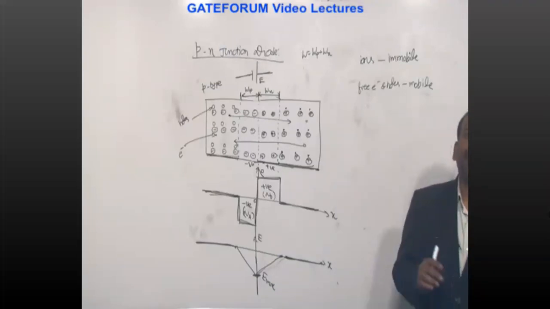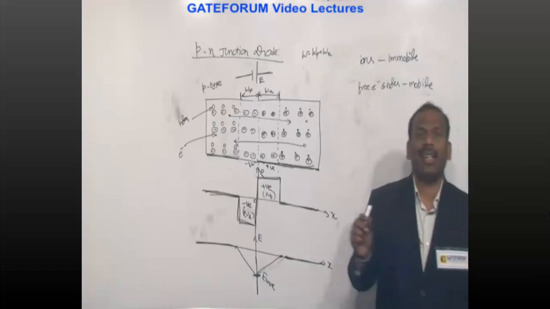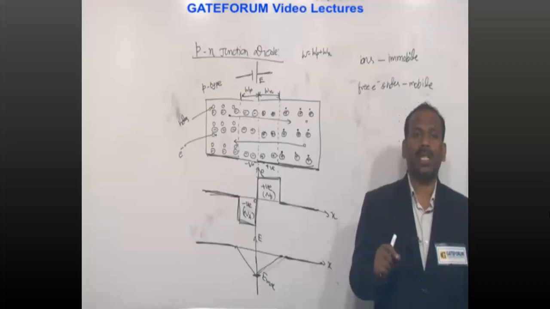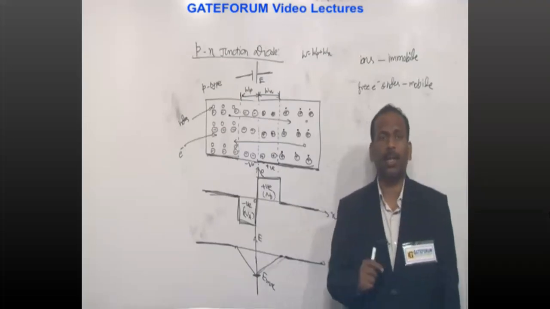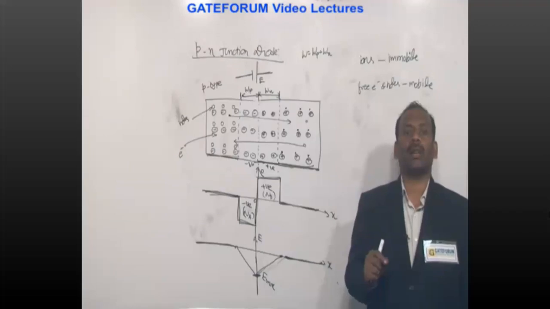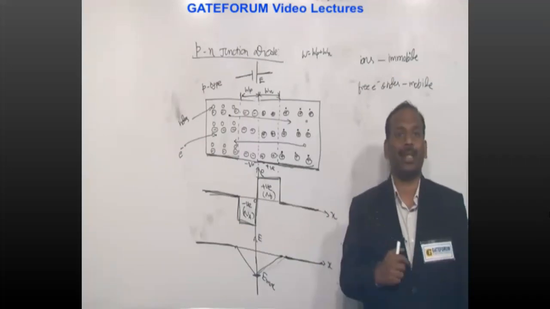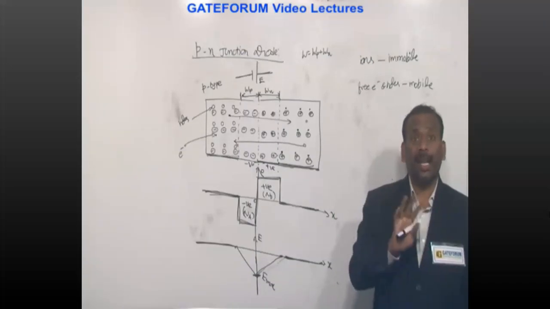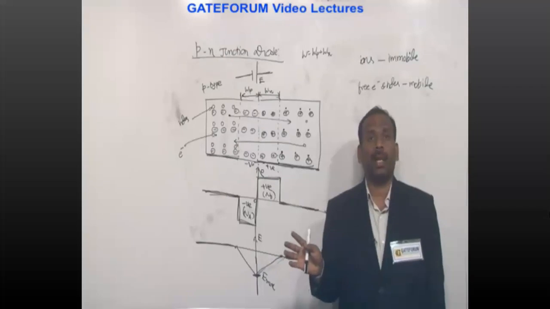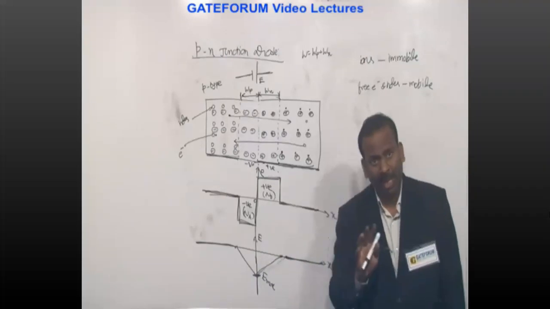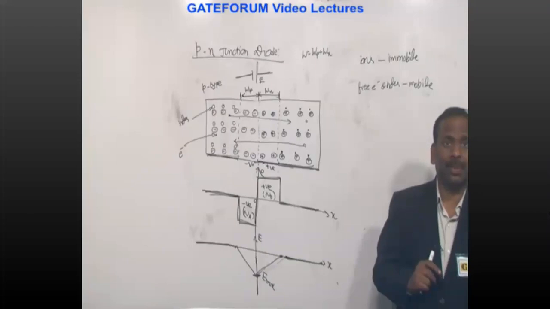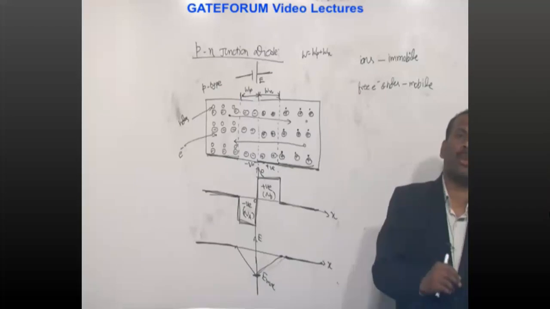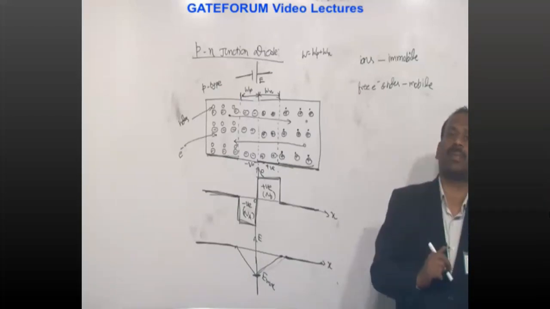Next, another GATE question. In a semiconductor or in a PN junction, current is due to: option A, only due to electrons; option B, only due to holes; option C, due to both electrons and holes; option D, due to electrons, holes, and also ions. Answer is, ions are immobile, therefore there is no current due to ions. Either a positive ion or negative ion will not contribute any current. Only electrons and holes. Electrons will contribute current, holes will contribute current, but ions never contribute current.